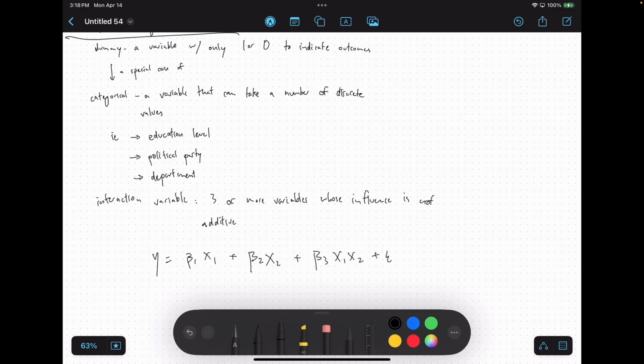Yeah? For example, if the beta is a power number, is that a linear regression?